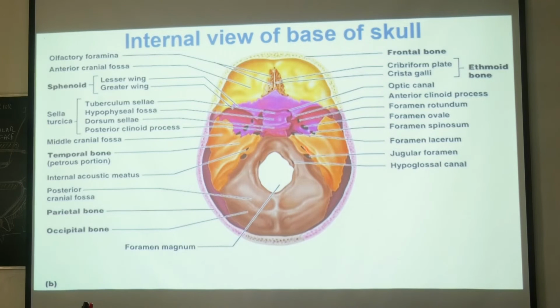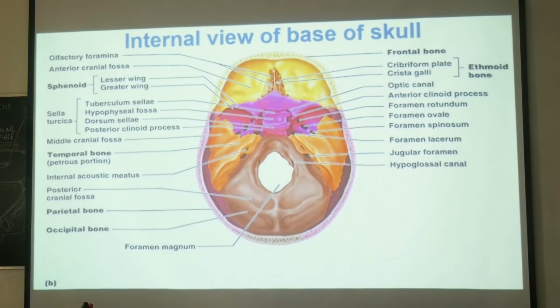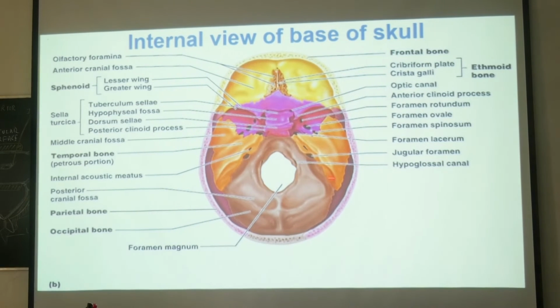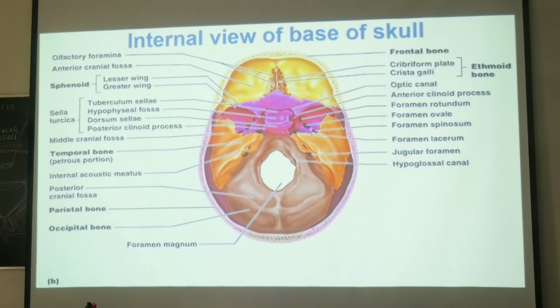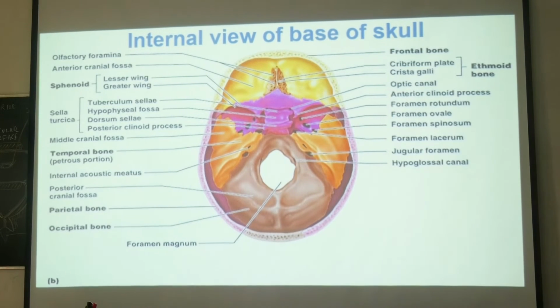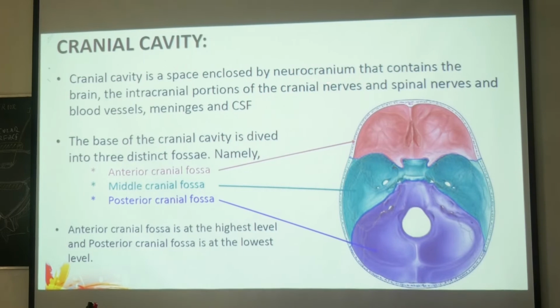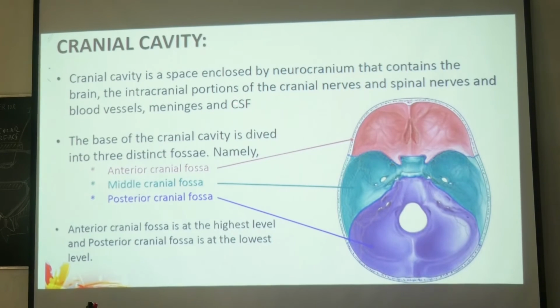And on this medial surface of the petrous temporal, one foramen is present, that is internal acoustic meatus. And this large foramen is foramen magnum, and here lies the hypoglossal canal. Hypoglossal canal gives passage to the hypoglossal nerve. Understood? Next.